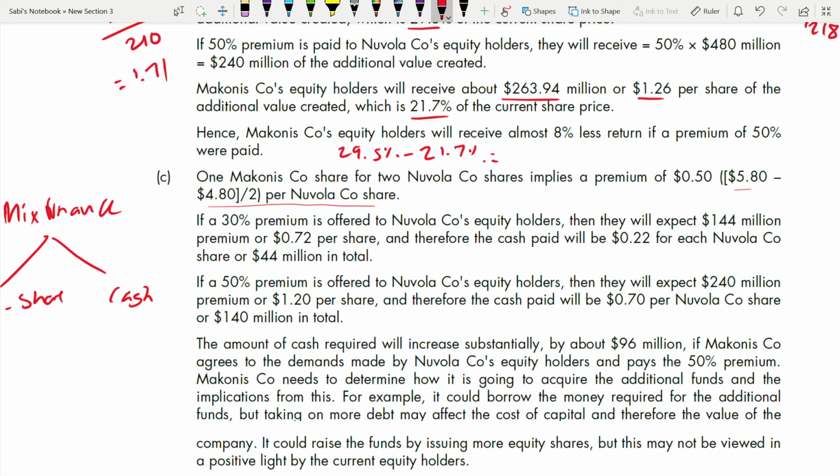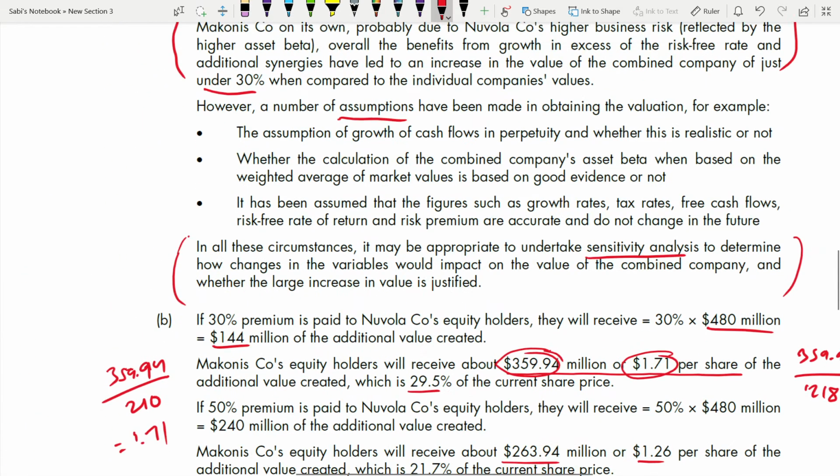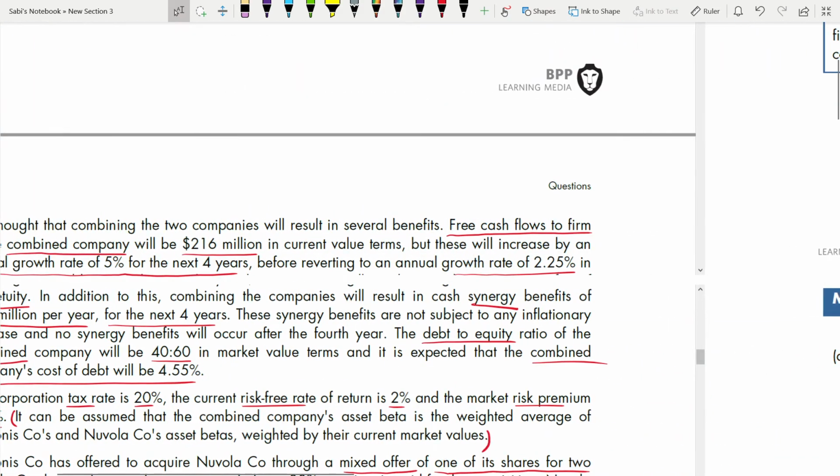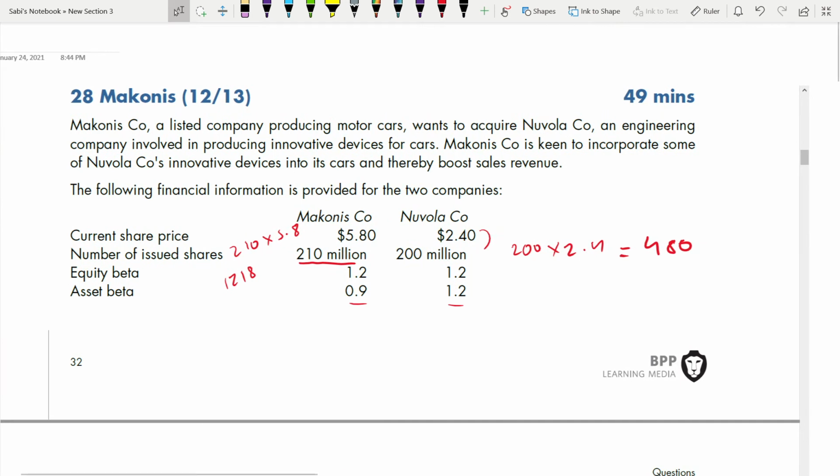Okay, 5.8 minus 4.8. For that, I have to go to this table. This current share price. Look at the current share price. Whenever share for share exchange comes, go to your current share price or number of shares. But here they are dealing in current share price. You can keep it in share price also, or current share price into number of issued shares also. Work like that. But they are working in share price. So Makonis currently has what? 5.8.